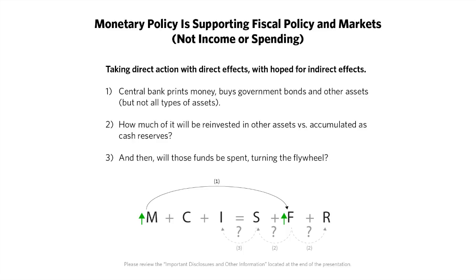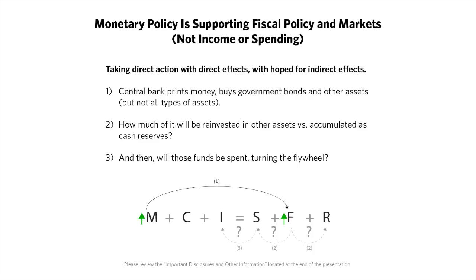The second thing that's happening is monetary policy is supporting fiscal policy and the markets. Once again, not producing income nor spending directly. So step one, the central bank prints money and they buy government bonds and a few other assets, but importantly, they don't buy all assets. So in the diagram, we print the money, it goes over and purchases financial assets, particularly bonds. The question then becomes, how much of that money, so now the people that had bonds have cash, how much of that cash is going to find its way over here to spending to produce the necessary income to turn the flywheel? Looking back at past QE, it's a relatively small fraction.